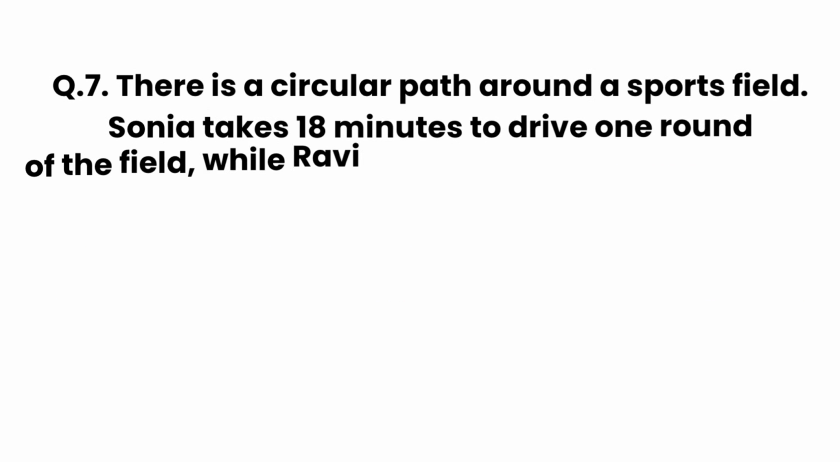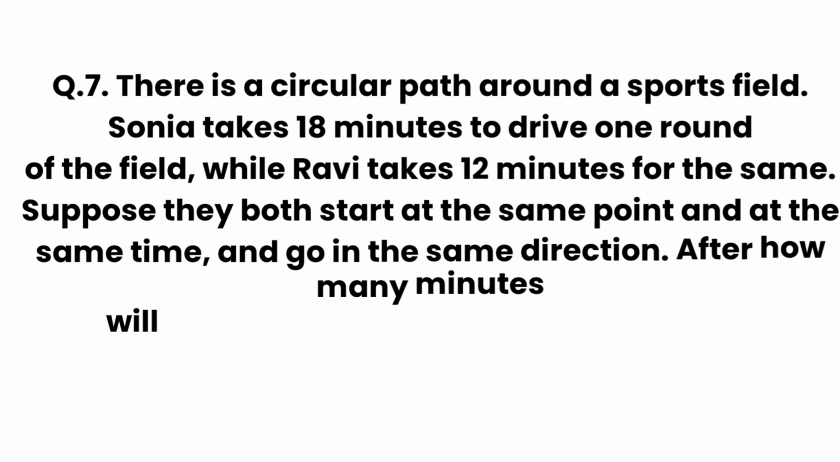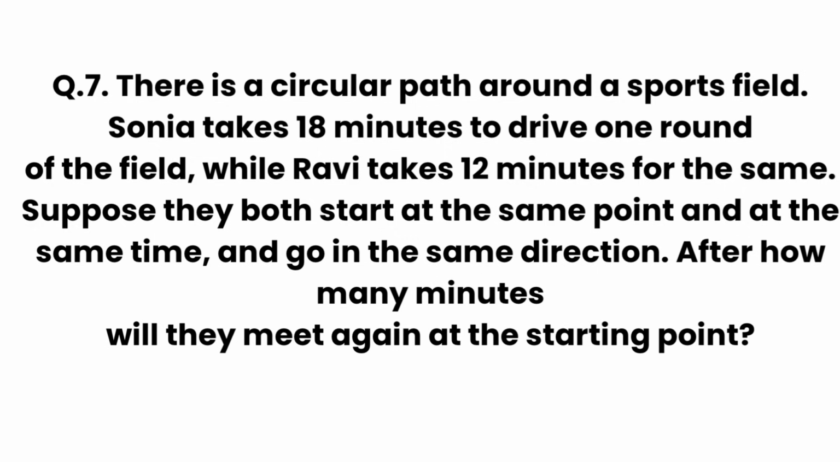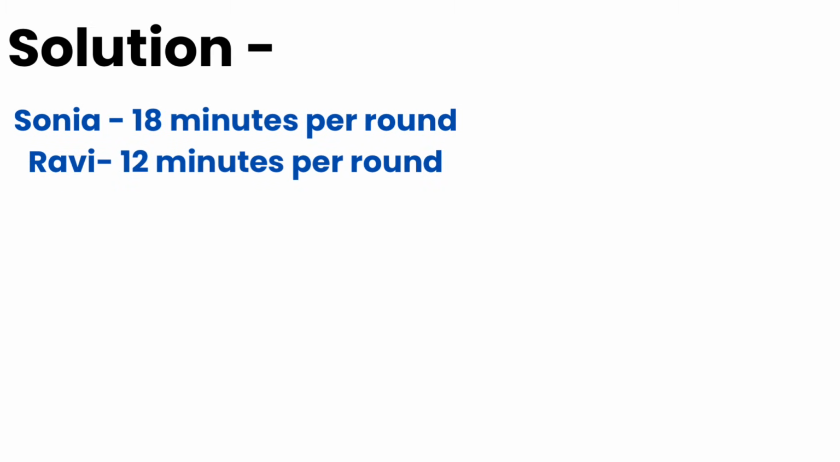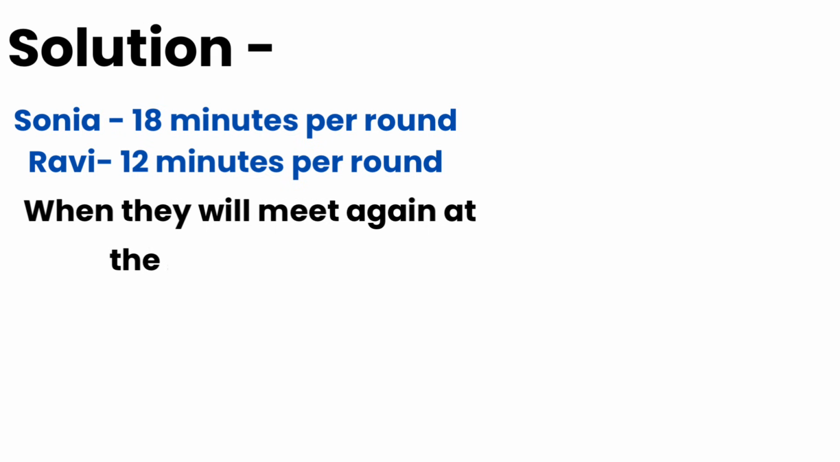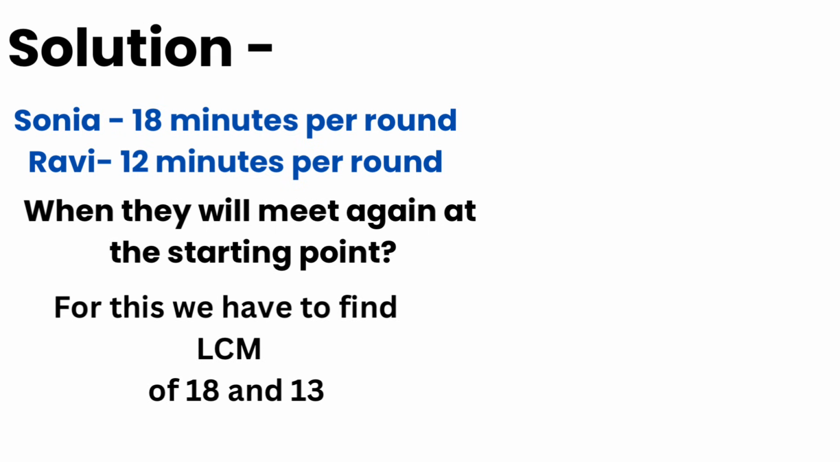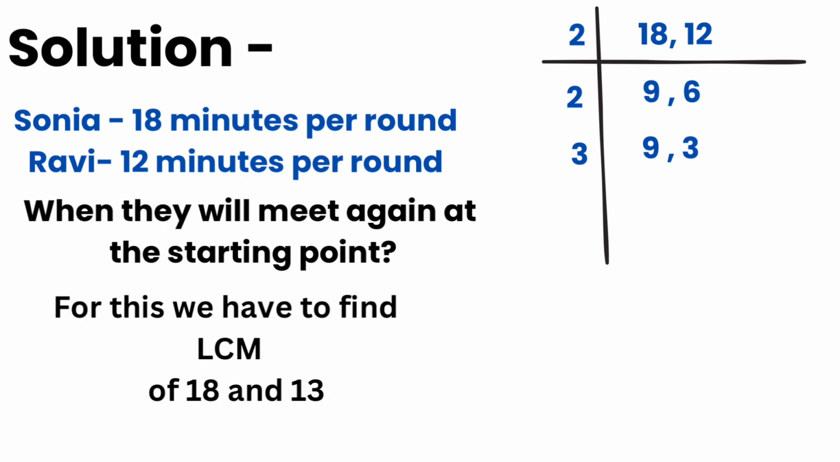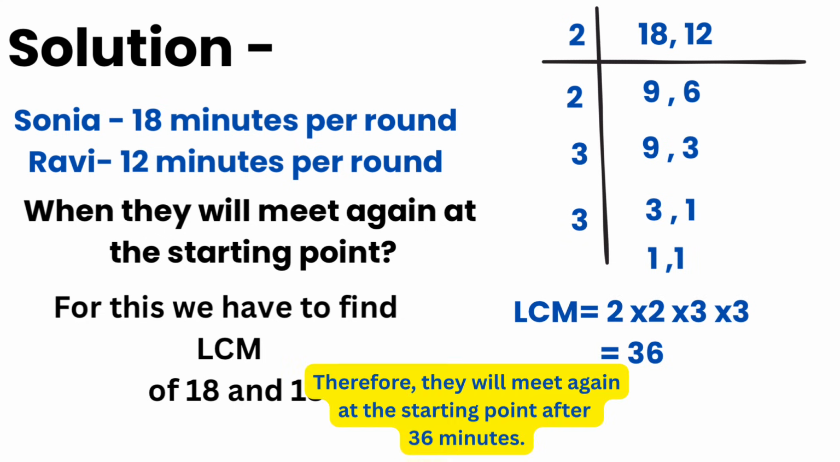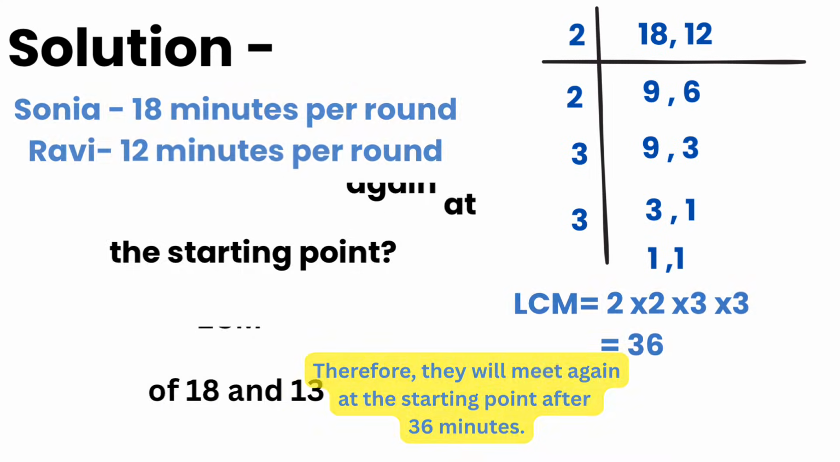Our last question is an application of LCM. Sonia takes 18 minutes to complete one round while Ravi takes 12 minutes. They start together at the same point and move in the same direction. We need to find when they will meet again at the starting point. We need the first time when both complete a whole number of rounds. So we find the LCM of 18 and 12 and the LCM would be 36. Therefore, they will meet again at the starting point after 36 minutes.